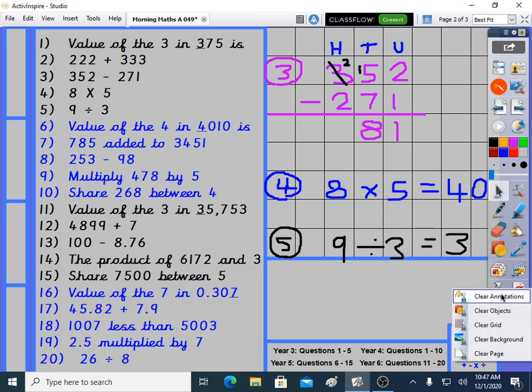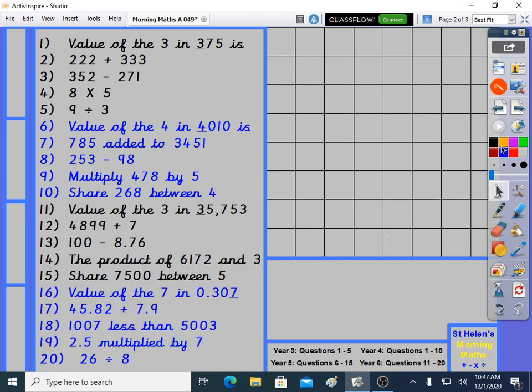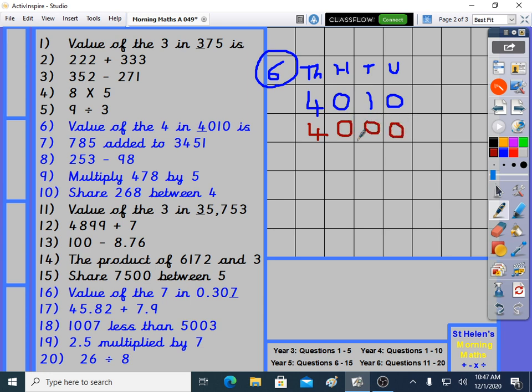Let's go on to year 4. Question 6. Value of the 4 in 4010. 4010. What's the value of the 4? Not units, not tens, not hundreds, but thousands. 4,000s is our answer. In digits is 4,000. And to write it out is 4,000s.